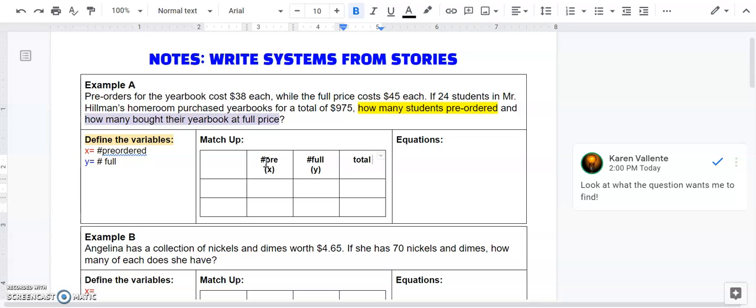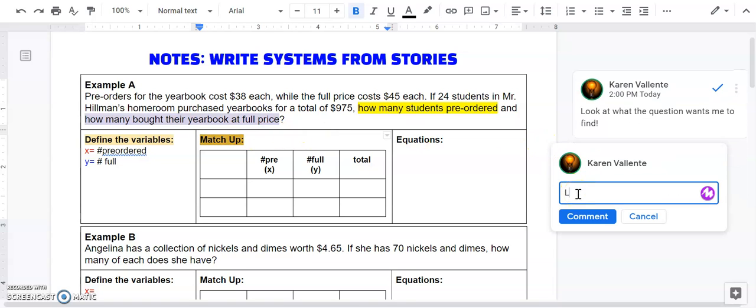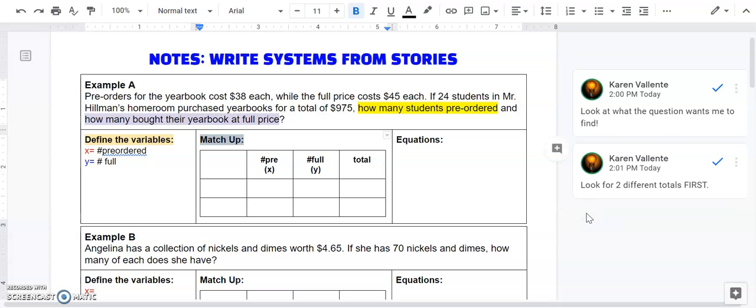Okay, so I'm starting to organize, starting to think about this, find out what's going on. So for the matchup, when we're creating this table, we need to put all the stuff that goes with one story together and all the stuff that goes with the other story in the other part, right? When we're doing the matchup, what I have found helpful is to look for two different totals first. Because if I can find the totals, then it's a matter of what did I add together to create that total, right? And that's what you're looking for in here.